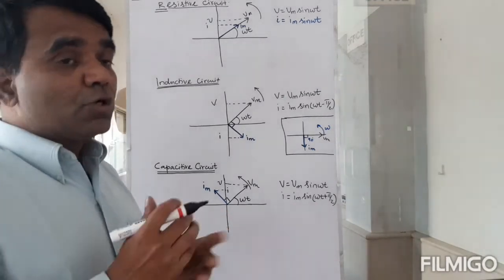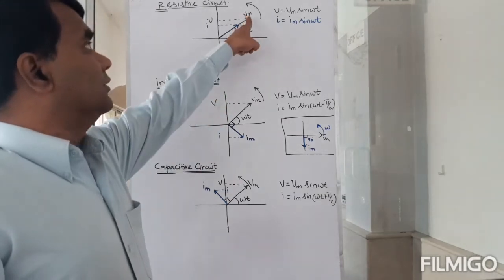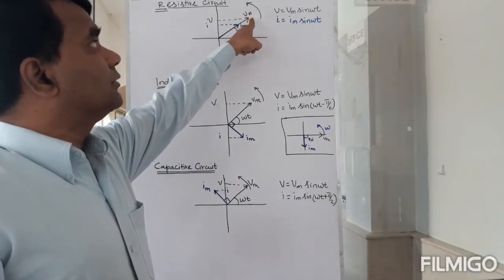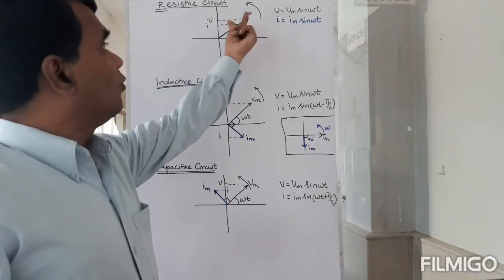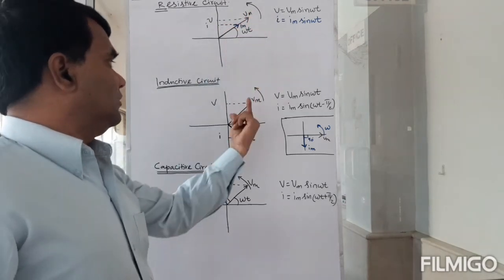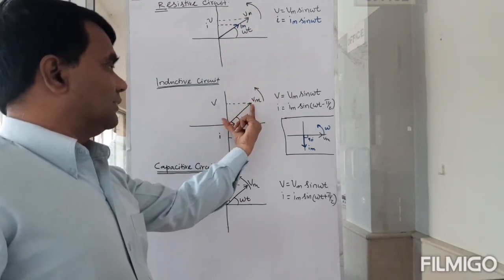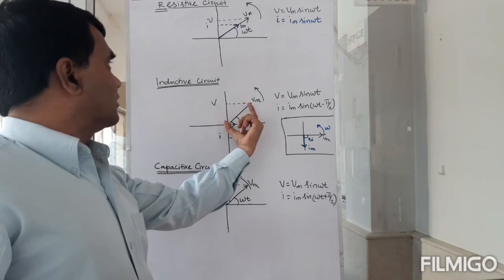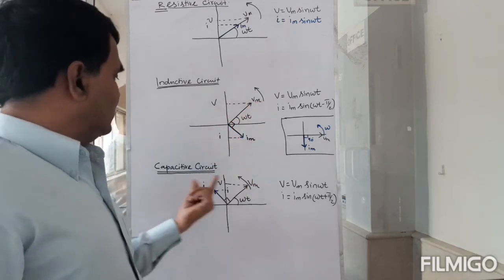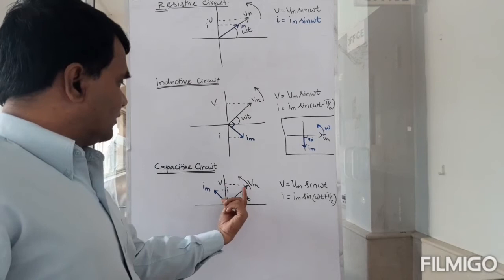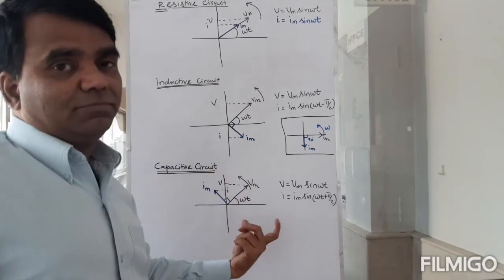So the most important thing is, what is this voltage? Is this the applied voltage? No. This is the voltage across the resistor. And what is this voltage? This is the voltage across the inductor. And what is this voltage? This is the voltage across the capacitor.